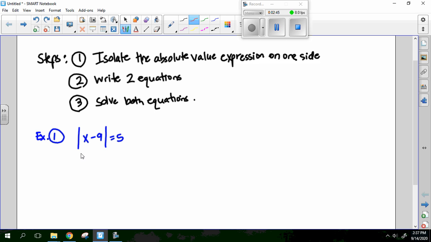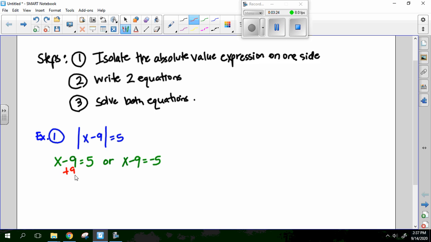Now we're going to write two equations. The first equation should always be a copy of the original without bars, because technically you can't move anything out of the bars if they're still there. So you have to drop them when you write your two equations. And then you're just going to use the word or to write a second equation. The second equation never changes what's inside the bars, but it will equal the negative, okay, of the number on the other side.